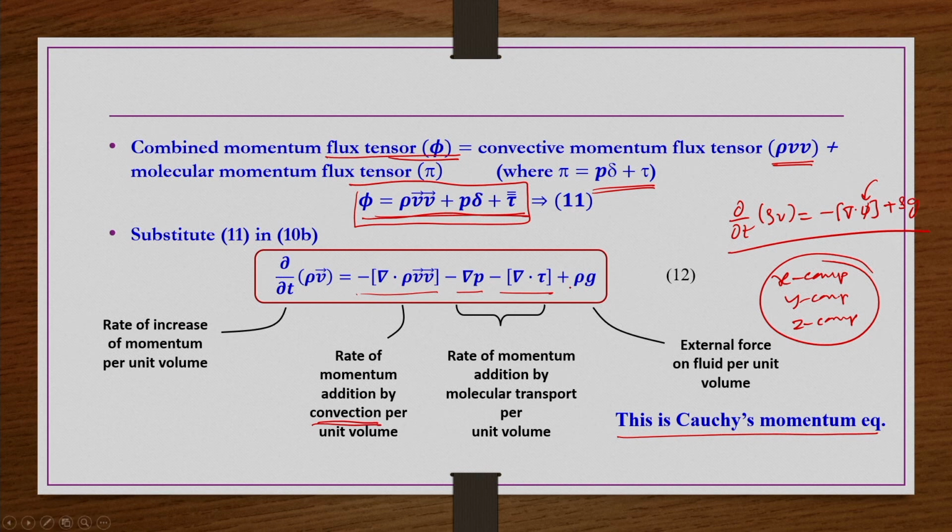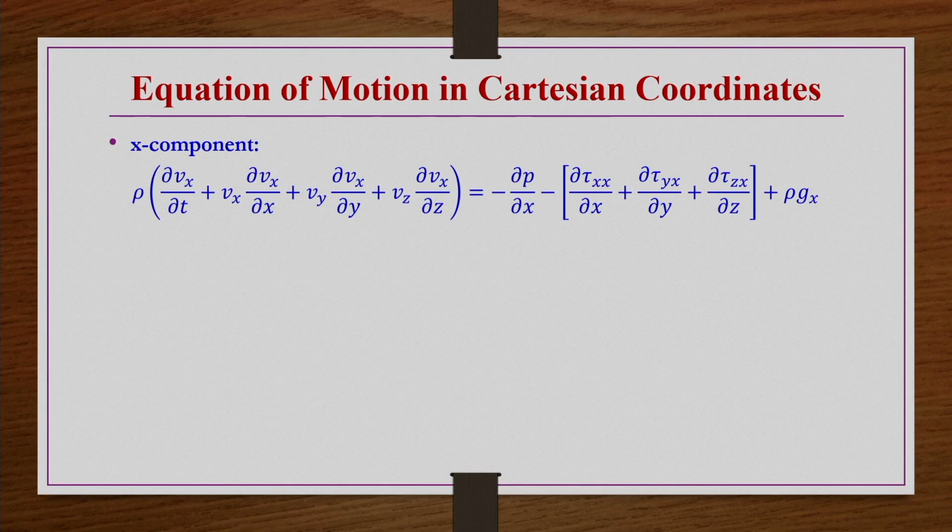If we expand this equation and write for the individual x, y, z components, then you will get these equations. For the x component you get ρ(∂Vx/∂t + Vx ∂Vx/∂x + Vy ∂Vx/∂y + Vz ∂Vx/∂z) equals minus ∂p/∂x minus (∂/∂x τxx + ∂/∂y τyx + ∂/∂z τzx) plus ρgx.